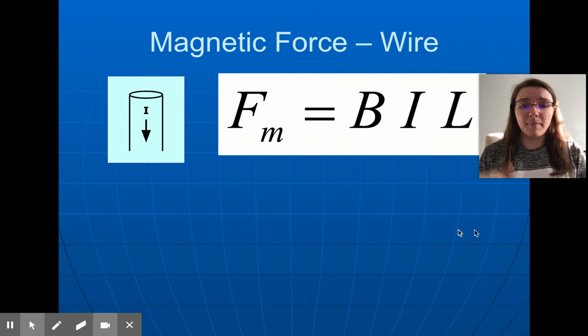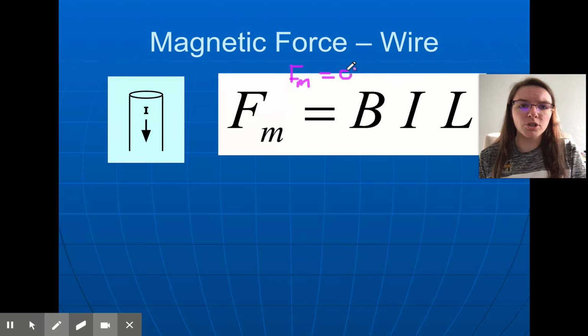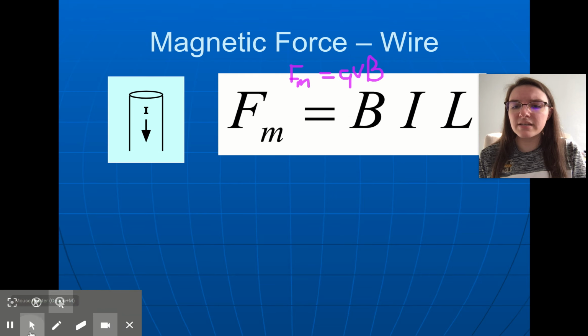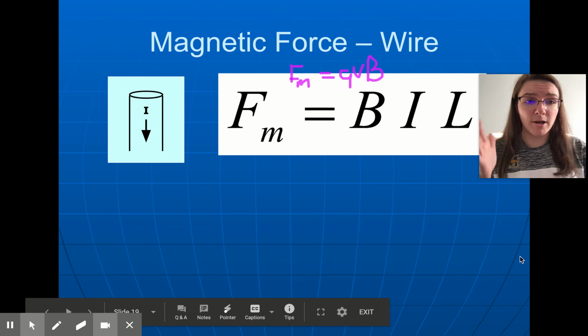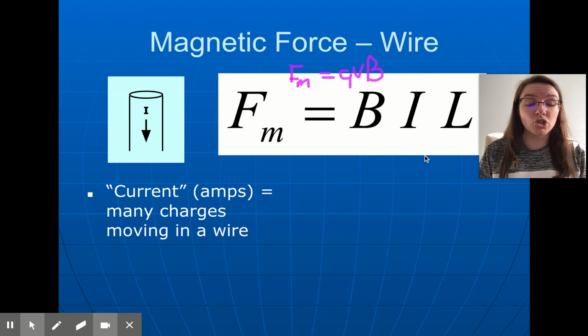If I think back on part 1, the equation I used for the magnetic force was Fm equals QvB. But now I'm specifically talking about the magnetic force around a wire, and things are going to change a little bit. Current, which is measured in amps, and remember is the letter I, is a bunch of moving charges. I has a Q kind of embedded in it naturally. Current is moving charges, Q is charges, so those line up.